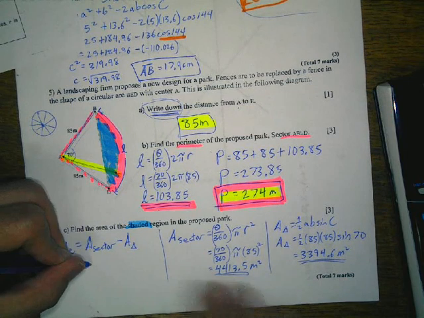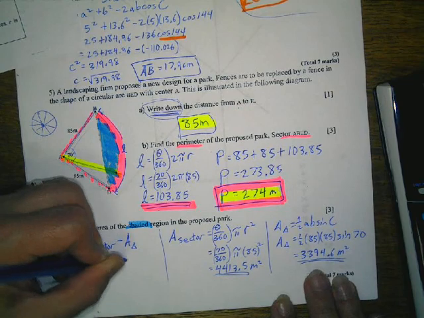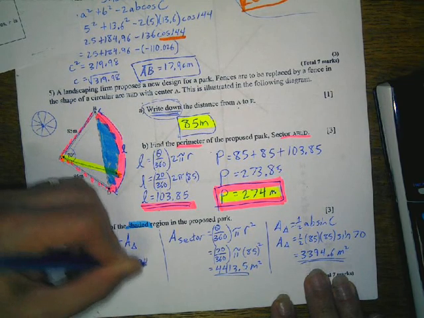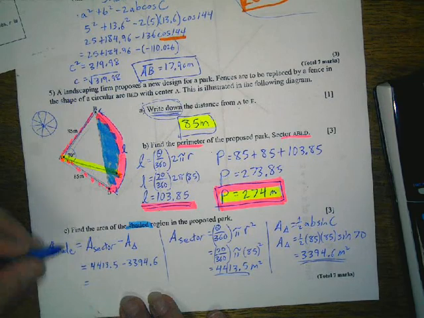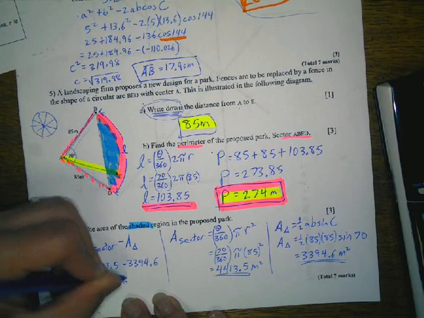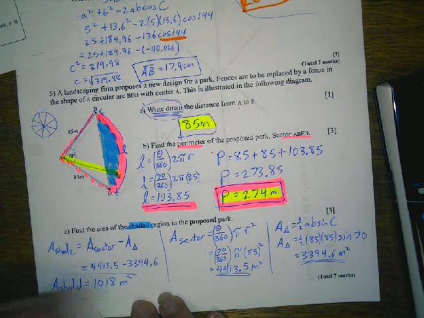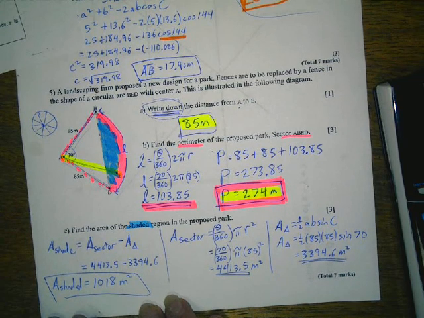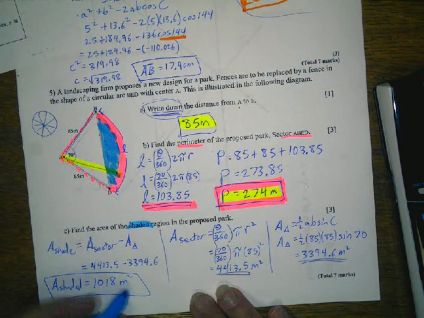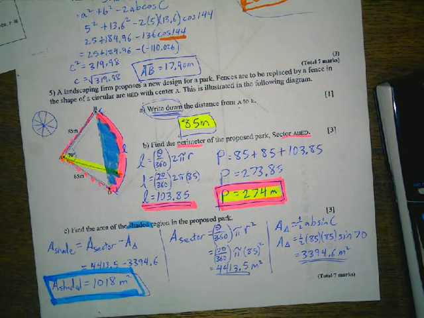Okay, so now I can do my subtraction, and I can get 4,413.5 minus 3,394.6, and I'm going to get a shaded area of 1,018 meters squared. And that is the shaded area of this shape. And that is the answer for page 3.